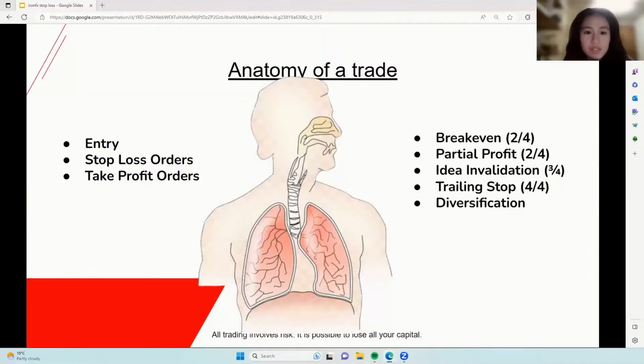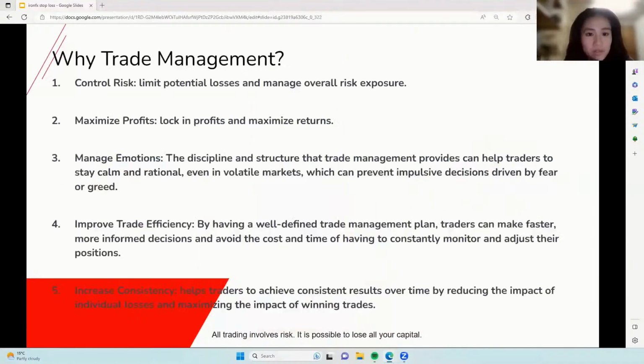And then this is what is part of a risk management series, which we won't go through in detail today. Maybe in future webinars, we'll go through these. But for today, we're going to focus purely on stop loss, and we'll touch a little bit on trailing stop loss as well. Okay, so firstly, why is it so important to have a trade management strategy?